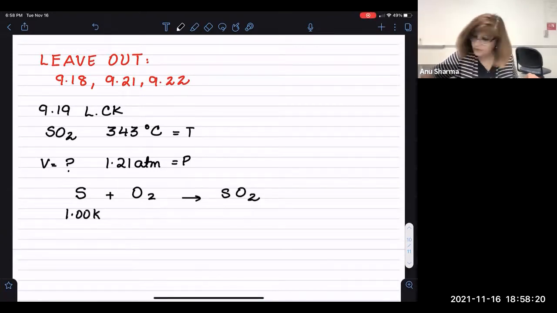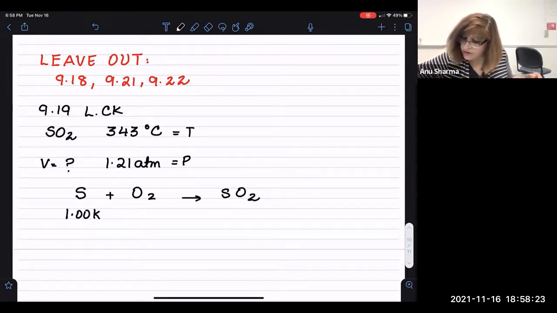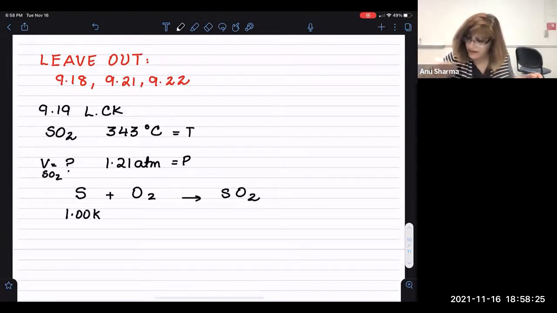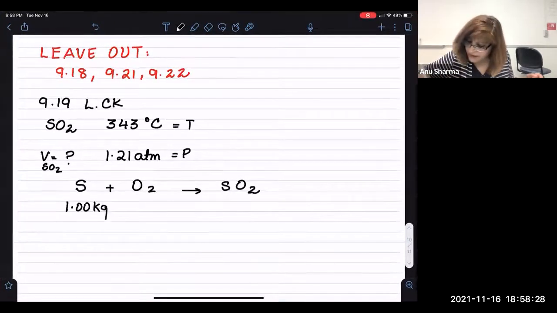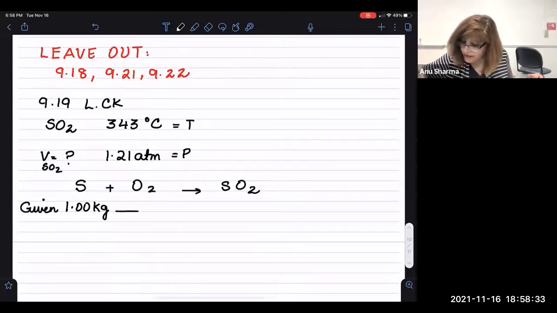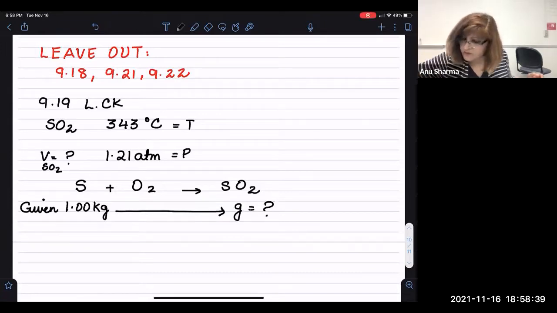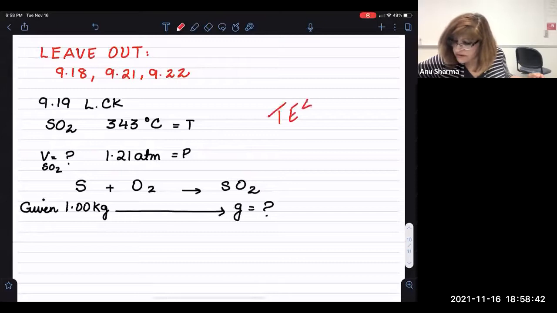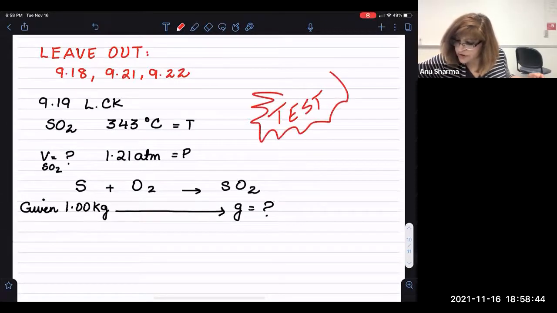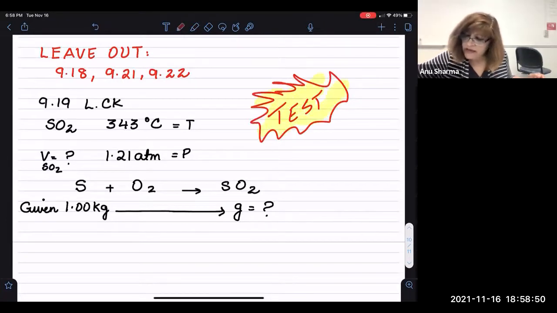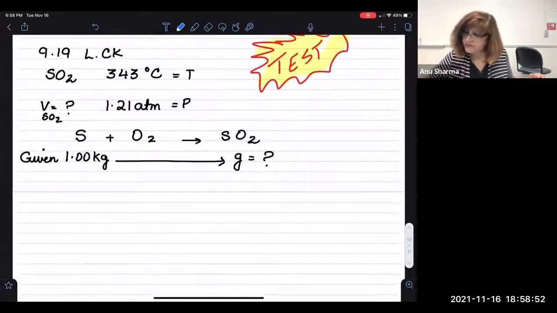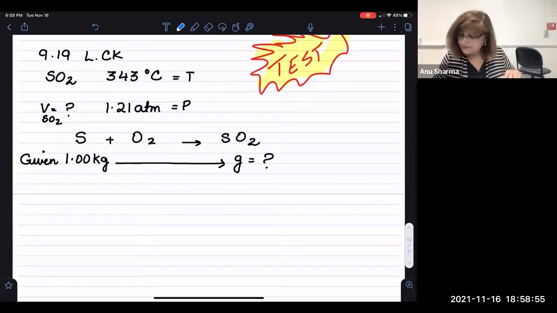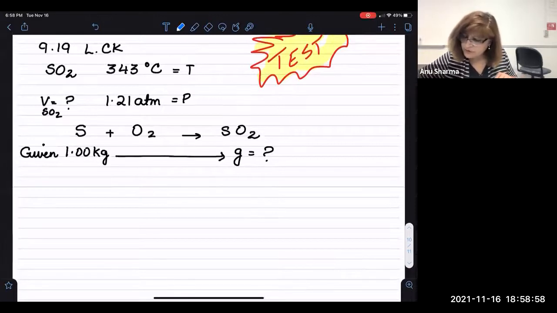So here's the strategy, you need to find the volume of sulfur dioxide. You are given the kilograms of sulfur. First find out how many grams of sulfur dioxide you are producing. This is like a test question because it relates to the stoichiometry in the real sense. Wherever there are lots of long calculations, I will avoid those, but you should at least know.